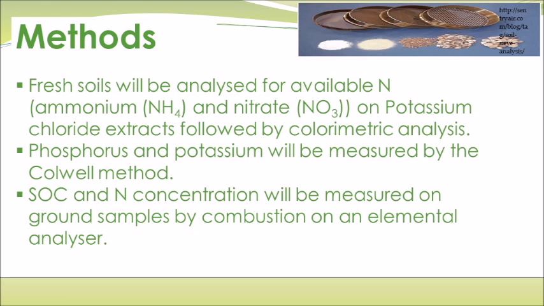Now the methods. I am going through these methods very briefly. Fresh soils will be analyzed for available nitrogen, ammonium plus nitrate, on potassium chloride extracts followed by colorimetric analysis. Phosphorus and potassium will be measured according to the Colwell methods. And soil organic carbon and nitrogen stock will be measured on ground samples by combustion on an elemental analyzer.